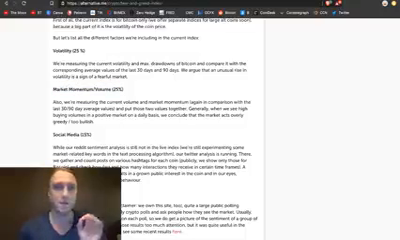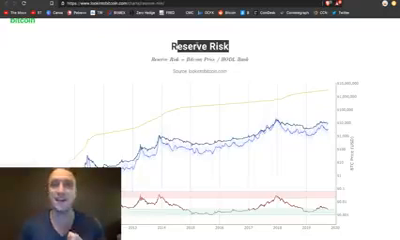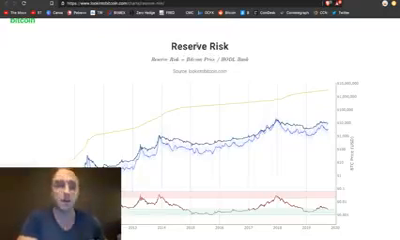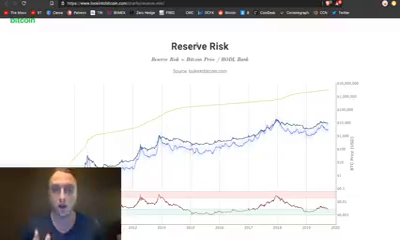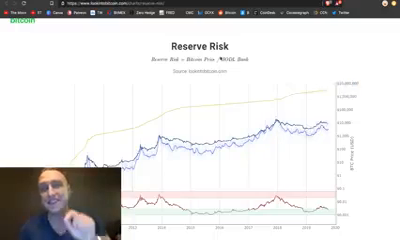But when we really want to have legitimacy in the Bitcoin space, the best thing to pull data from is the blockchain itself, as we always do it on our channel with the spent output profit ratio and all these crazy and nice things, the realized cap and so on. And this is the reserve risk.